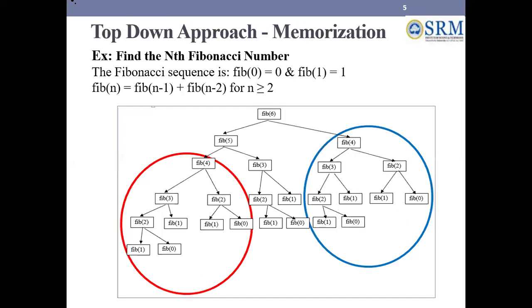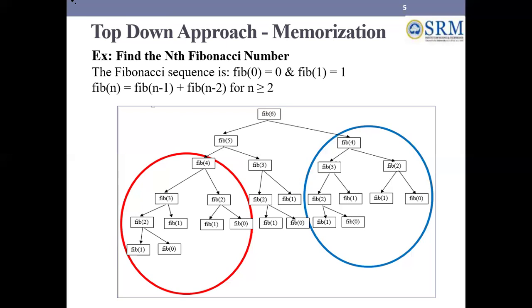First, we will see what the top-down approach is. This is memorization. I will explain with an example. The problem is finding the nth Fibonacci number in a Fibonacci series. The Fibonacci series always starts with 0 and 1. The initial values are 0 and 1. Then the next number is calculated as the sum of the previous two numbers. That is, Fibonacci of n equals Fibonacci of n minus 1 plus Fibonacci of n minus 2. The nth term is the sum of the (n minus 1)th term and the (n minus 2)th term, where n should be greater than or equal to 2 because we are assigning initial values to the first two terms, 0 and 1.